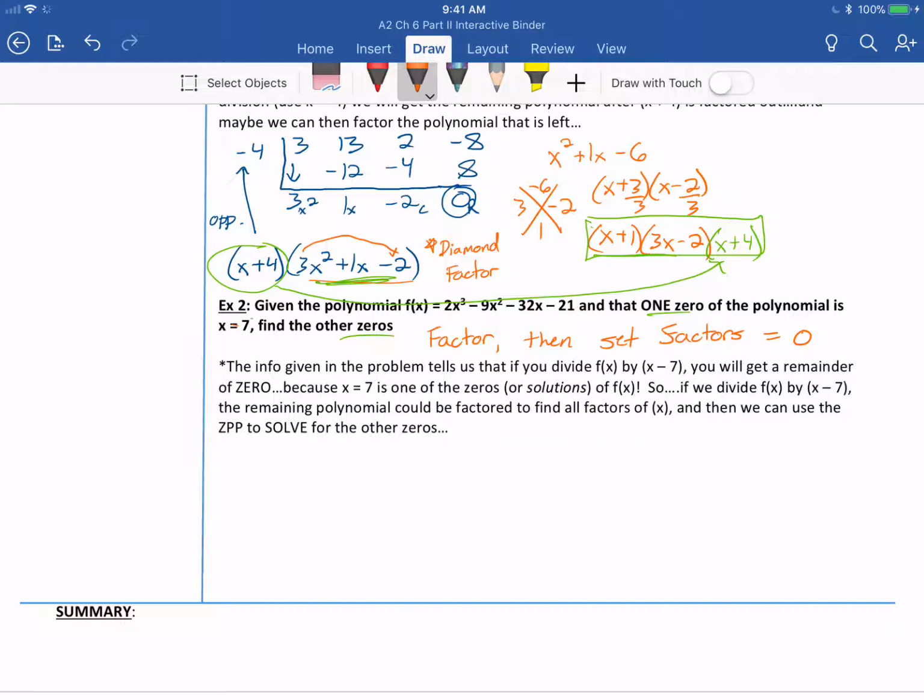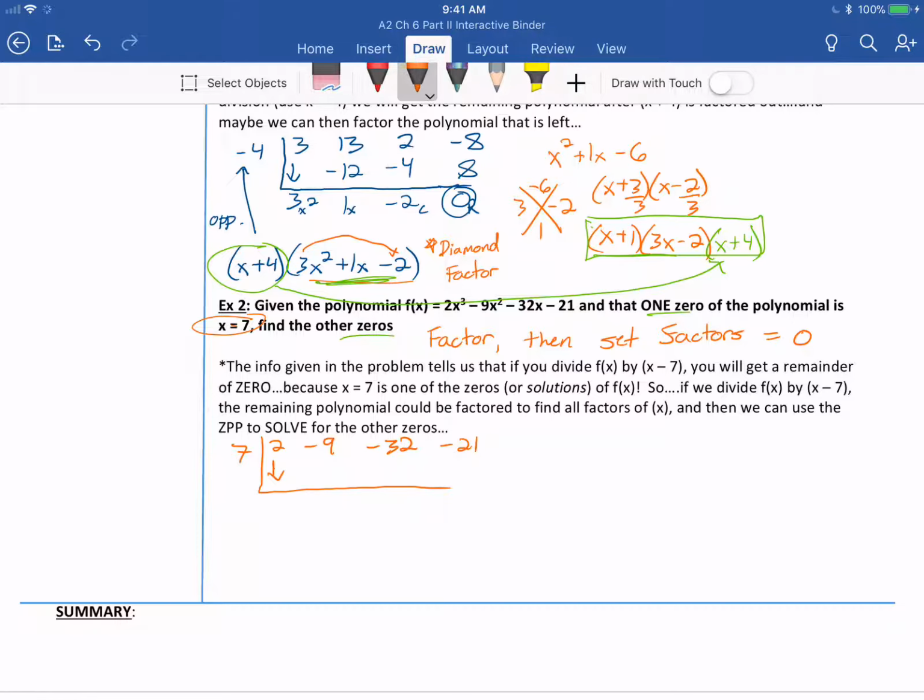It gives us that my 0 is 7. So I'm going to look at that. I'm going to plug in 7, and I'm going to do synthetic division. So I plug in my synthetic division. I go with my 2, my -9, my -32, and my -21. Okay, remember, as I'm going from my x cubed to x squared to x to constant, there's no missing terms, so I don't have any zeros.